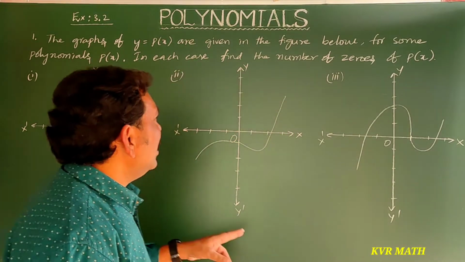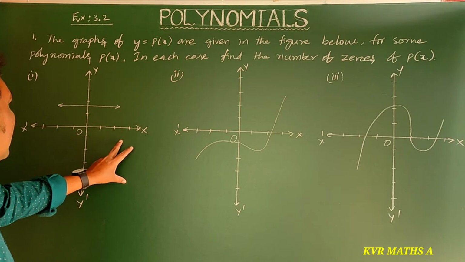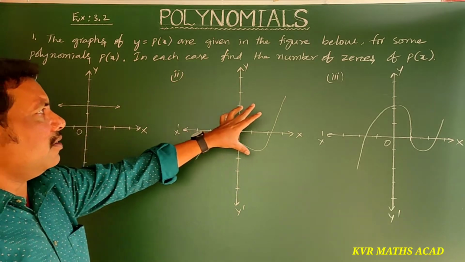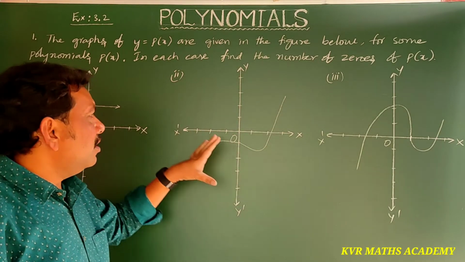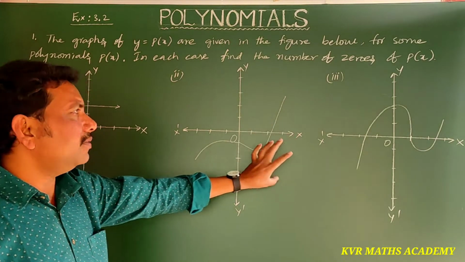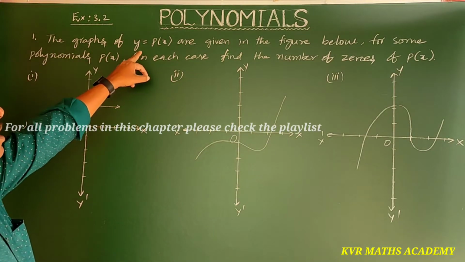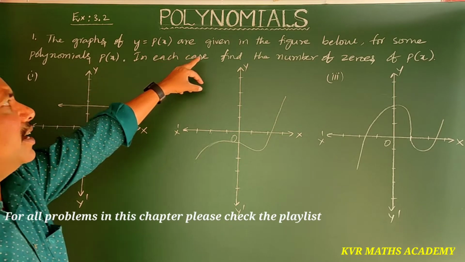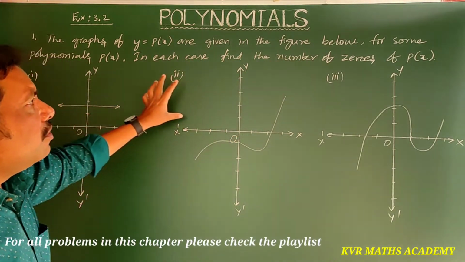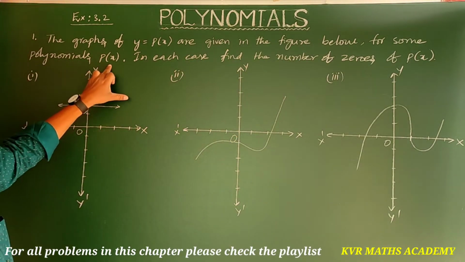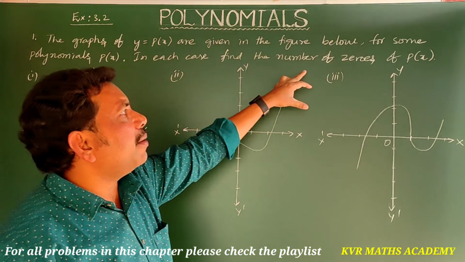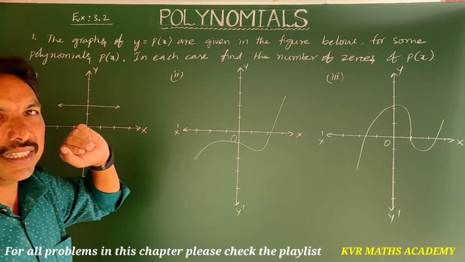See, this is the first question. In first question, 3 questions I have given. Totally 6 questions I have given. First, I will explain about 3 questions. So, the graphs of y is equal to p of x are given in the figure below for some polynomials p of x. In each case, find the number of zeros of p of x.